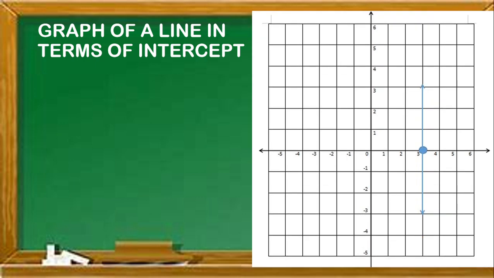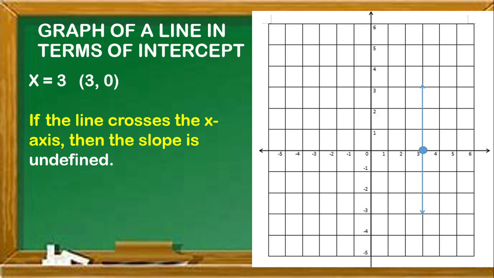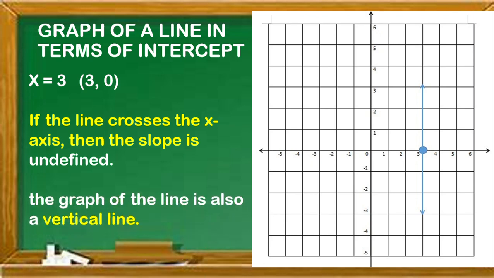So let's have another example. So the x here is 3 and the y is 0, so meaning our slope is 3. If the line crosses the x-axis, then the slope is undefined. So the graph of the line is also a vertical line.